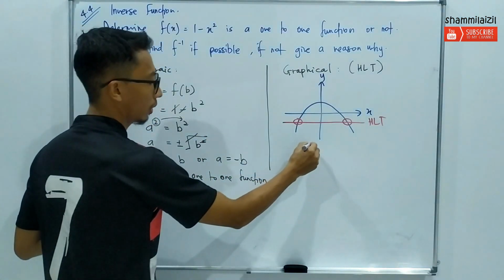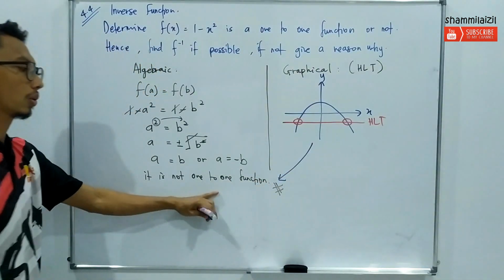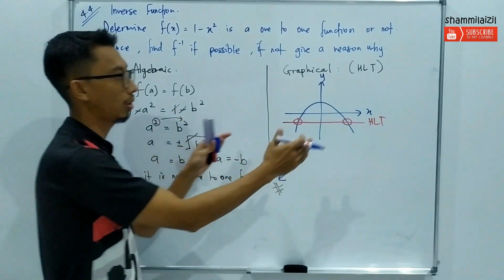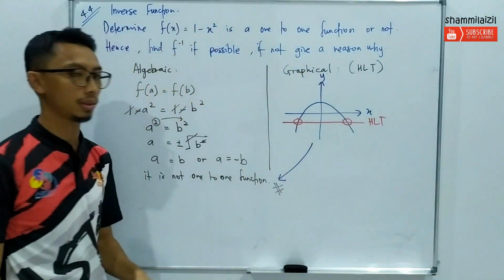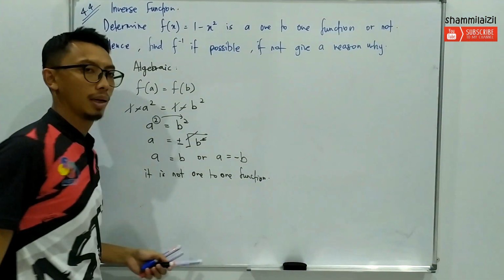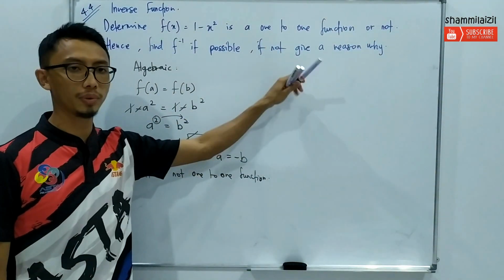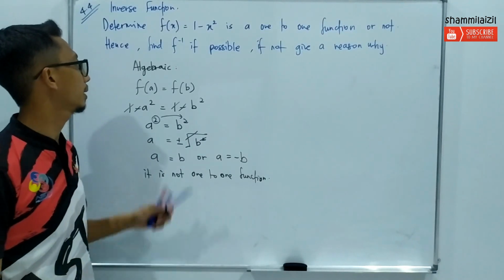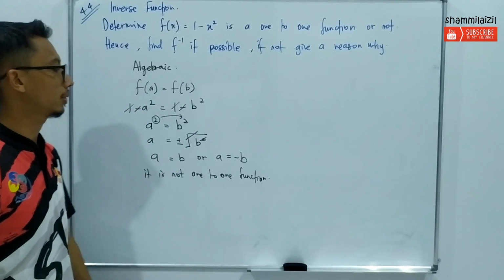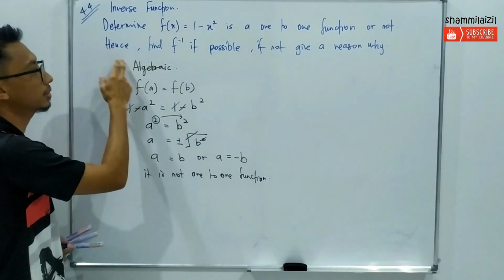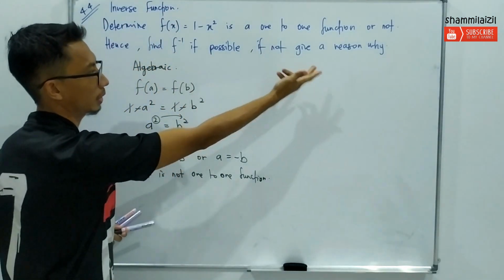So it's going to the similar conclusion. It is not a one-to-one function. You can either use the algebraic method or the graphical method, which is the horizontal line test. Okay, so done with the first part. I erased already the part that we were dealing with, the graphical horizontal line test just now. Let's say I want to make it the algebraic method only. So this is my solution for the first part, and then the question asks, hence find f inverse if possible, if not give a reason why.